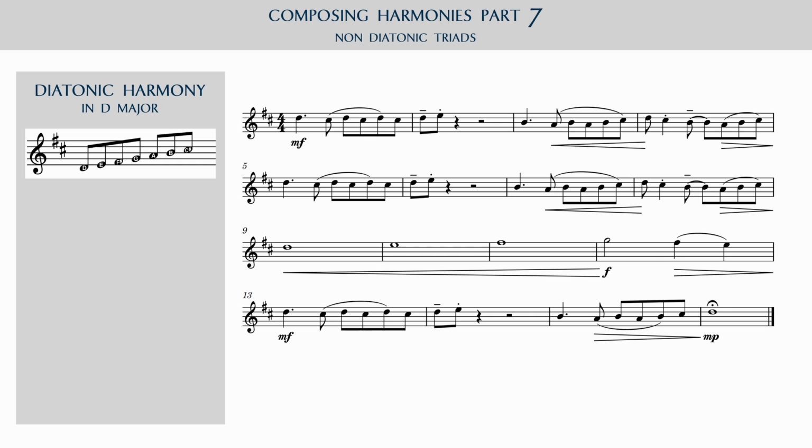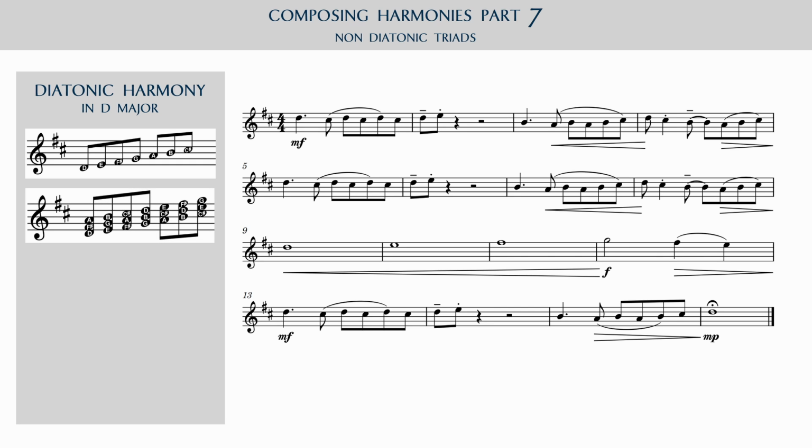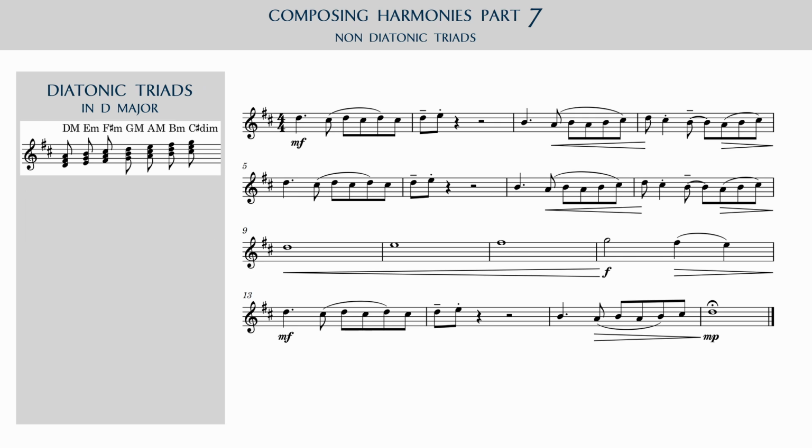Then to form those chords, you can either remember that each scale degree always forms the same chord type, major, minor, or diminished, or you could just stack thirds above each scale tone, using the notes in the key signature of D major. So my diatonic chords are D major, E minor, F sharp minor, G major, A major, B minor, and C sharp diminished.